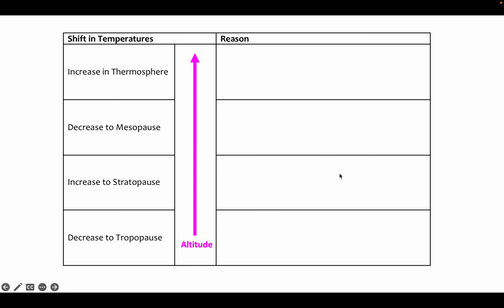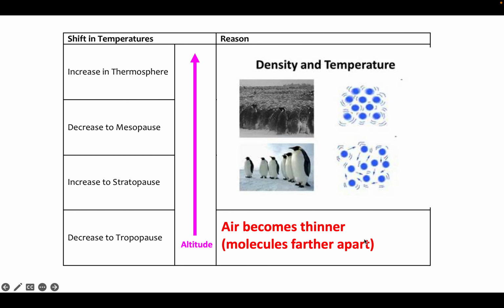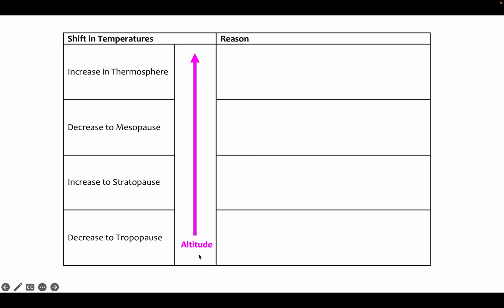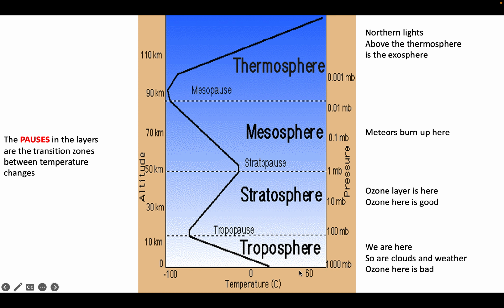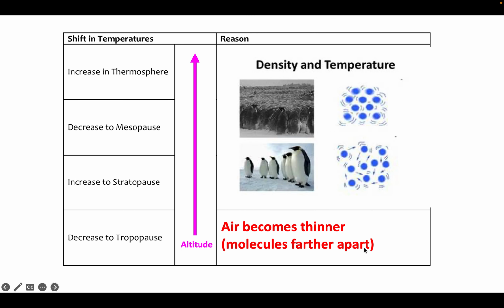So let's talk a little bit about these temperature patterns. As we go up in the troposphere, we see a decrease in temperature. Why is that? It's because the air gets thinner. Think about penguins. When they huddle together, they're really good at trapping their heat, but when they're all standing alone, they lose their heat very quickly. It's the same with air molecules. The closer they are together, the better they hold heat. And at low altitudes, like down here in the troposphere, gravity is very strong, so the pressure is very high. It's very good at holding heat. But as you go up, the pressure decreases and the air becomes thinner, so it's not as good at holding heat, which is why it gets colder as you go up.